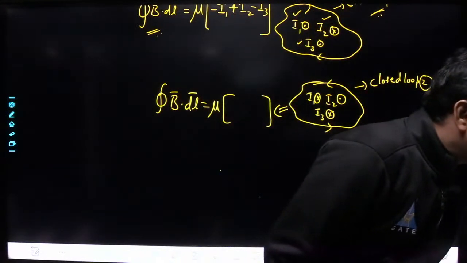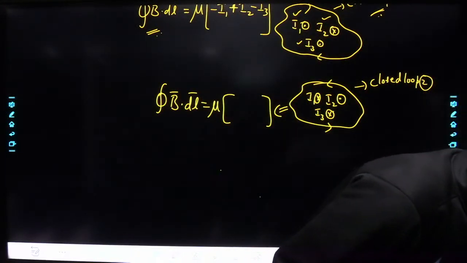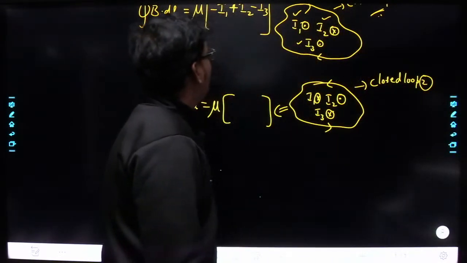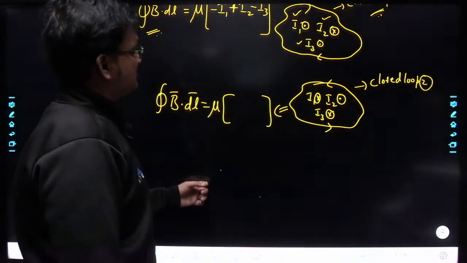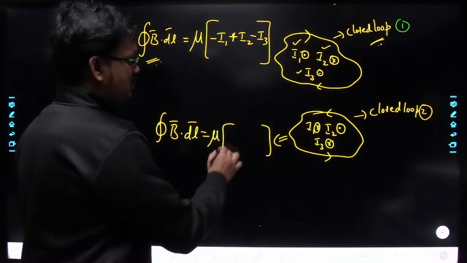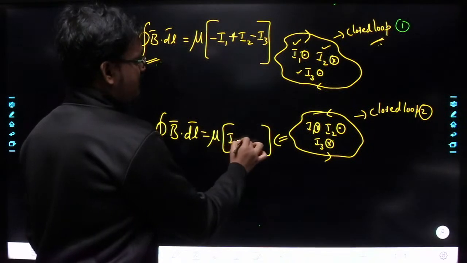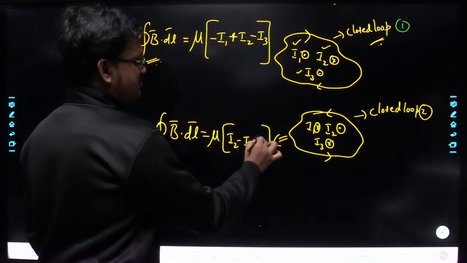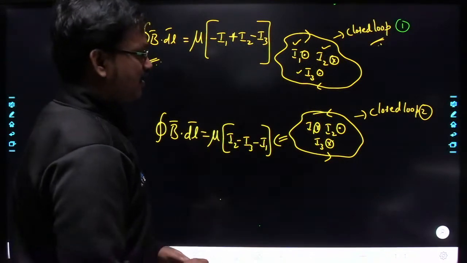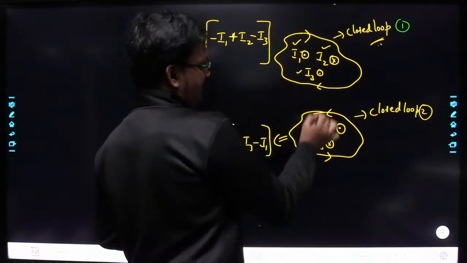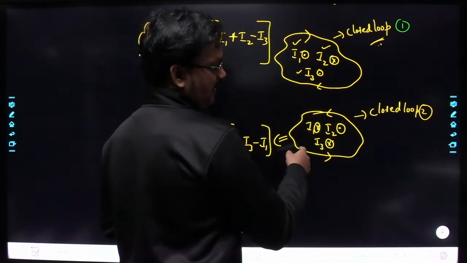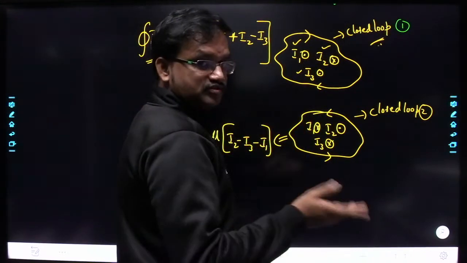So what you got? I2 minus I3 minus I1. Yes. The same answer or not? You are going to get the same answer, that is I2 minus I3 minus I1. Why? What have I done here? I have changed the direction of current and also I have changed the direction of the loop. Understood? I have changed both the things.